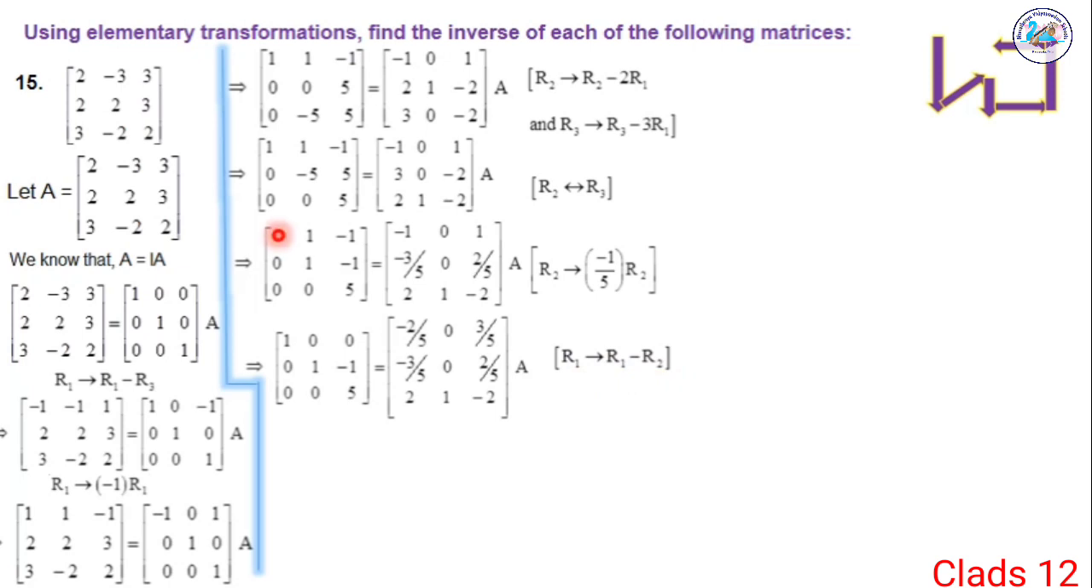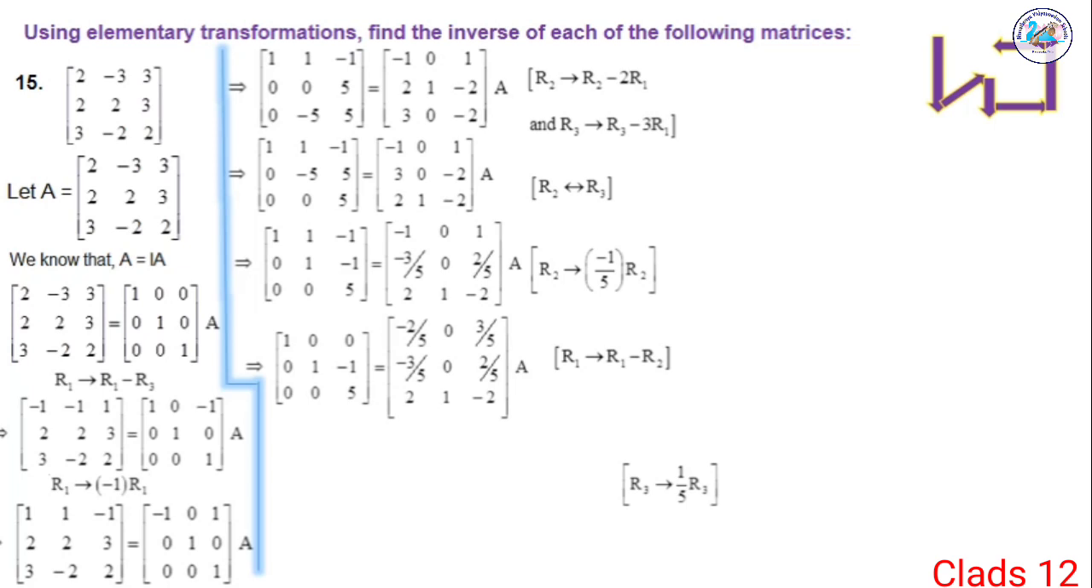See here, R1: 1 minus 0 is 0, and 1 minus 1 is 0. Then minus 1 minus minus 1, that is minus 1 plus 1, that is equal to 0, and the remaining things are same, 0 1 minus 1, 0 0 5. On the right side, R1 is minus 1 minus 3 by 5, minus 1 plus 3 by 5, then you do the calculation, it becomes minus 2 by 5. Next 0 minus 0, that is equal to 0. Next 1 minus 2 by 5 is 3 by 5, and the balance remains the same, R2, that is minus 3 by 5, 0, 2 by 5, and 2, 1, minus 2.